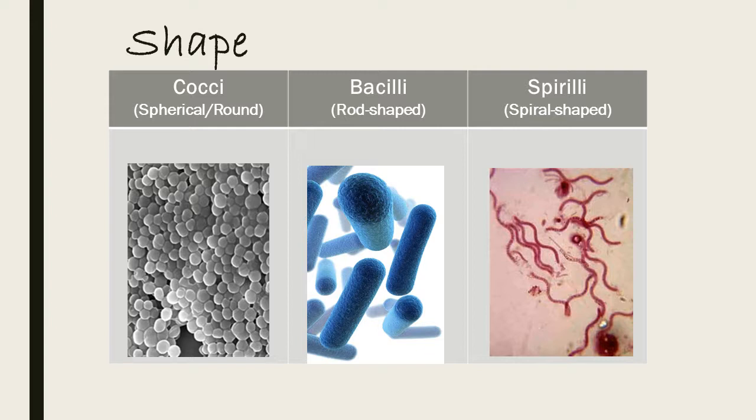In the chart in your notes, I want you to go ahead and draw these basic shapes. Underneath cocci, draw a circle to show that it's round. Underneath bacilli, draw a rod shape, which looks almost like a pill. And lastly, for the spirilla, draw a wavy line to show that it means spirals. At this time, you probably want to pause this so that you can draw, and I'm going to continue moving on with the notes.